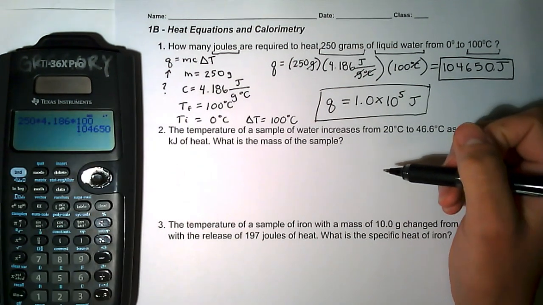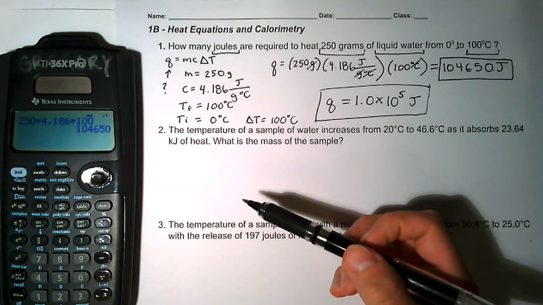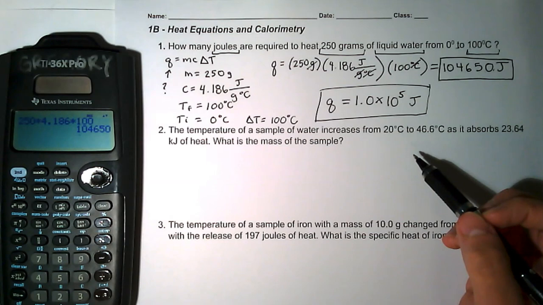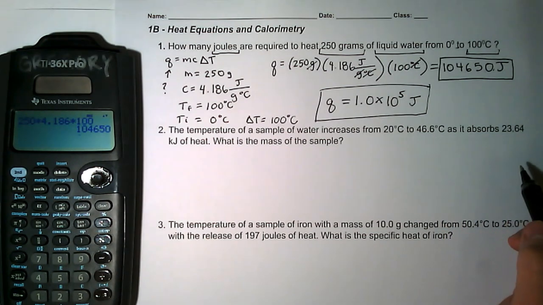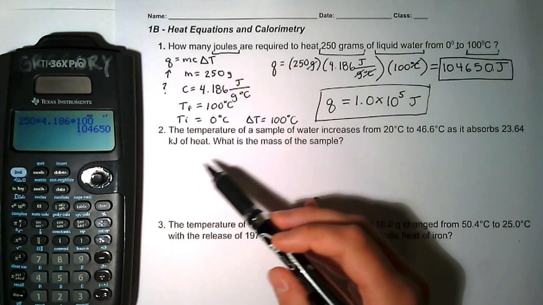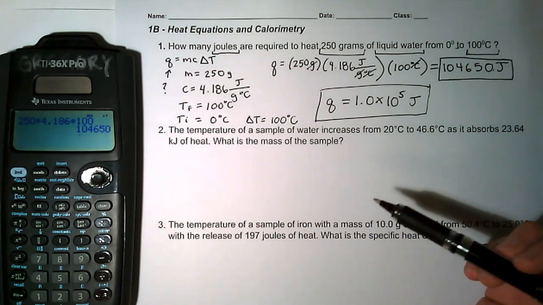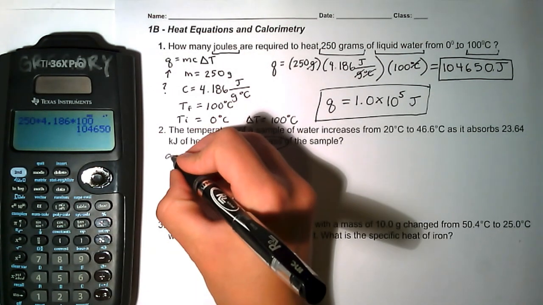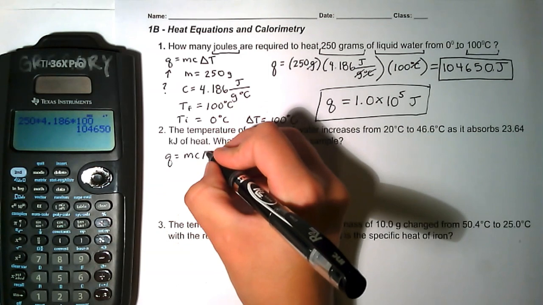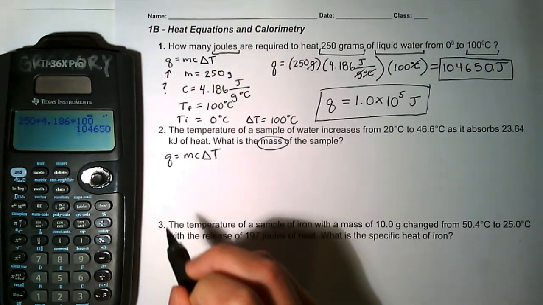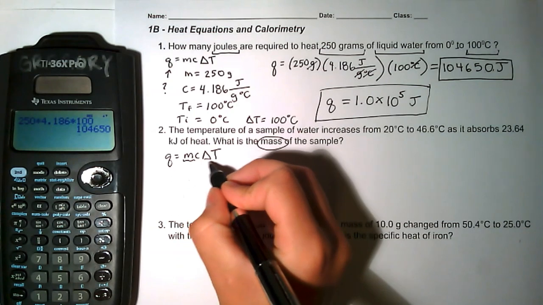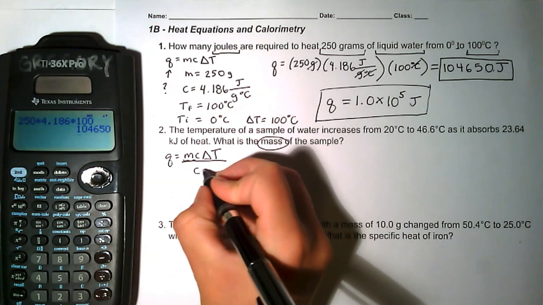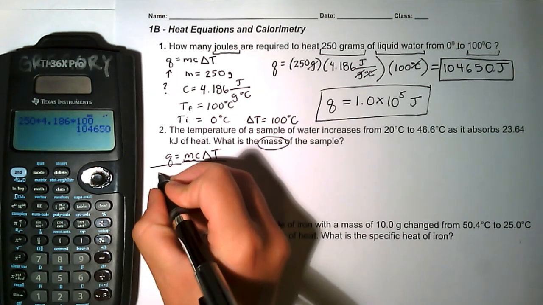Next, it says the temperature of a sample of water increases from 20 degrees Celsius to 46.6 degrees Celsius as it absorbs 23.64 kilojoules of heat. What is the mass of the sample? So in this case, we are looking for the mass of the sample. So we have Q equals m times C times delta T, but we want mass to be by itself. That means that we need to move C and delta T to the other side of our equation. So I'm going to do that by dividing by C delta T on both sides.